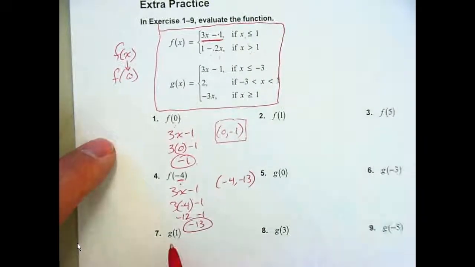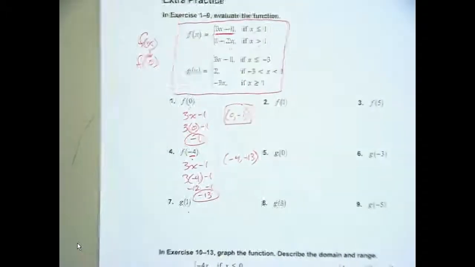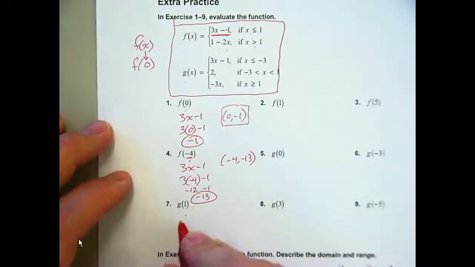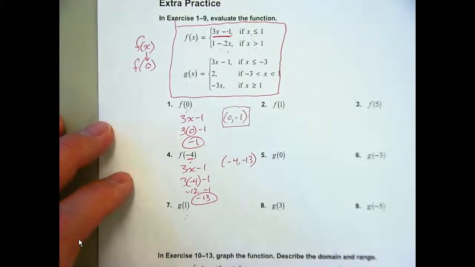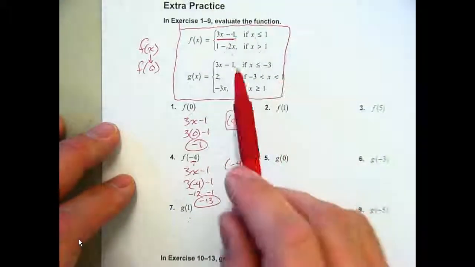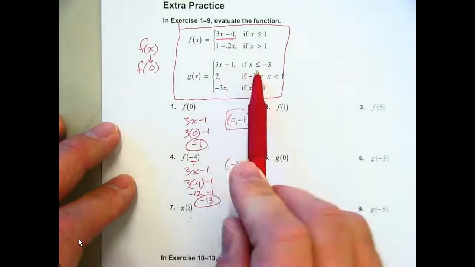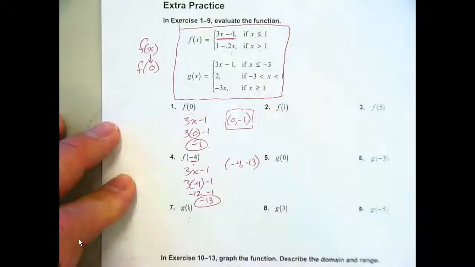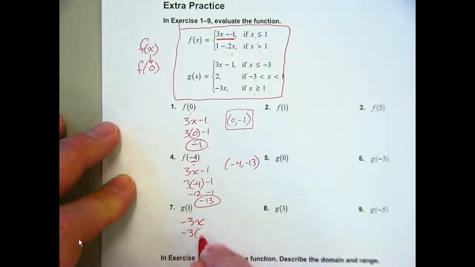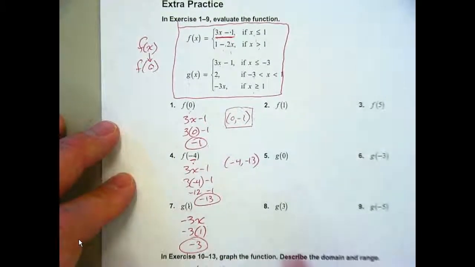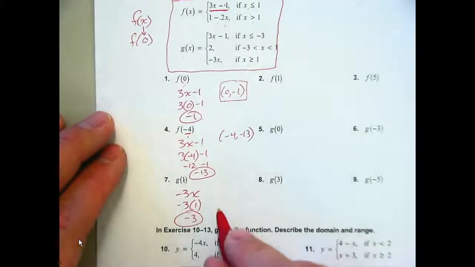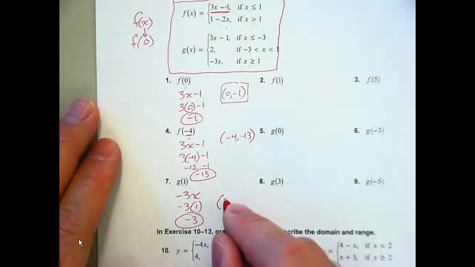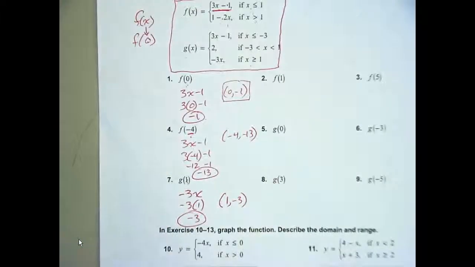Okay, let's try number 7. Everyone give that one a go. So we're dealing with g this time. Is it less than negative 3? Is it in between negative 3 and 1? Or is it greater than 1? Greater than or equal to 1. So we use negative 3x. We plug it in. We get negative 3. Everyone write the ordered pair that would represent. Isaiah, what do you get? It would be 1, negative 3. All right, any questions?